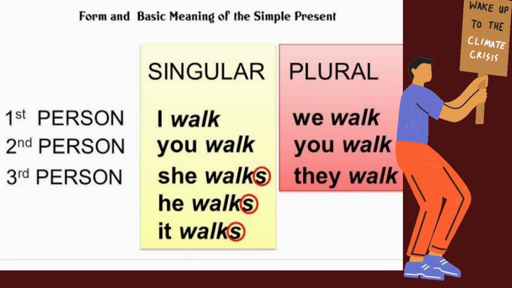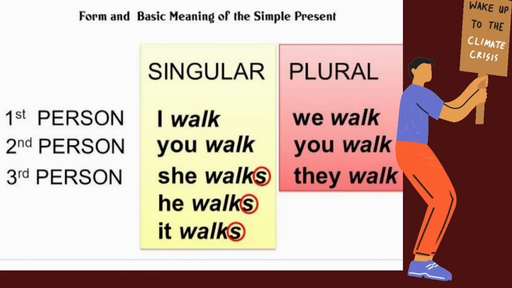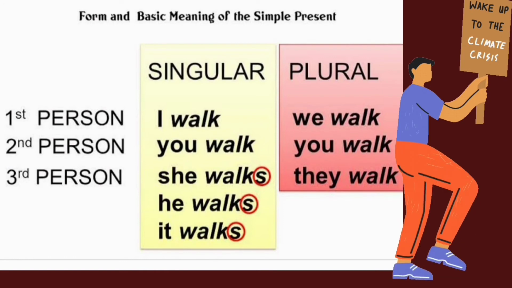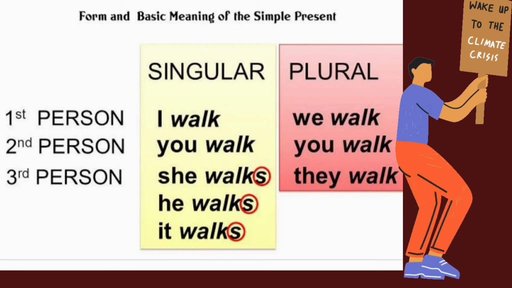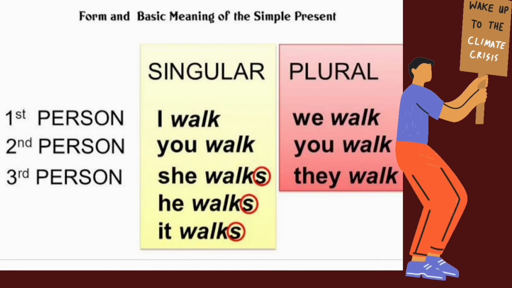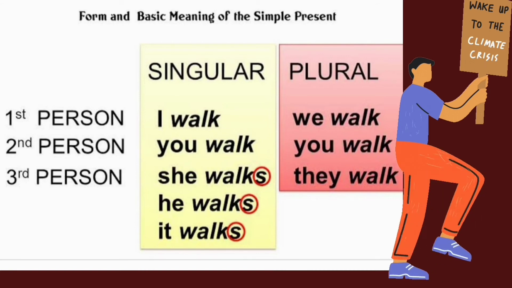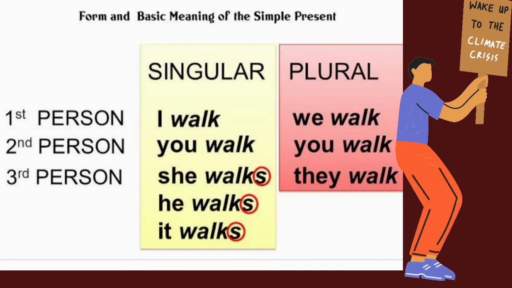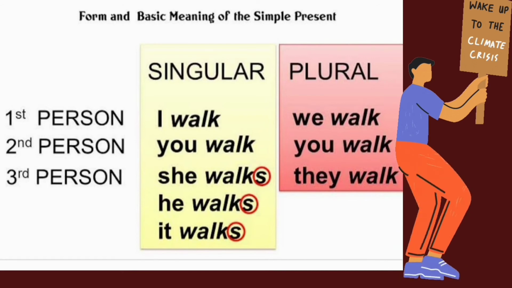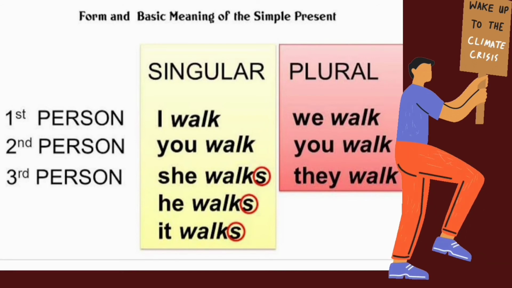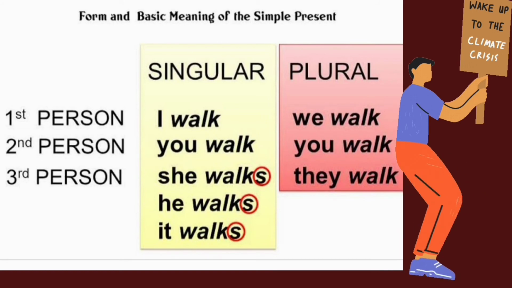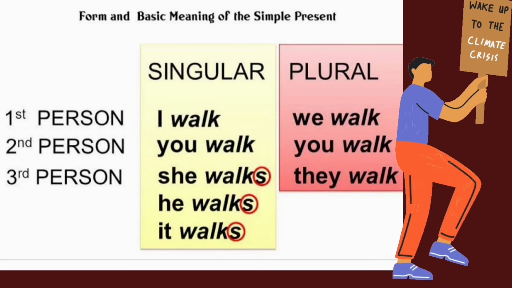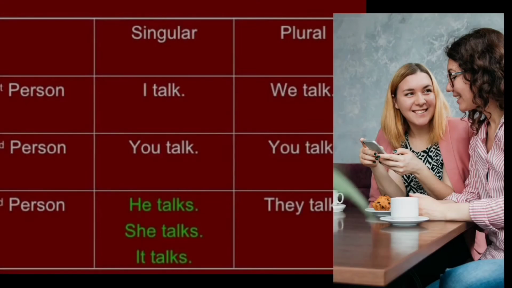Let's look at the sentences. In first person, I walk. In plural number, we walk. Take a look at the sentence. We have not used s or es after the main verb. But here in third person singular number, he walks, she walks, it walks. But after they, we have not added s or es. Why? Because they, though it is third person, is plural in number.